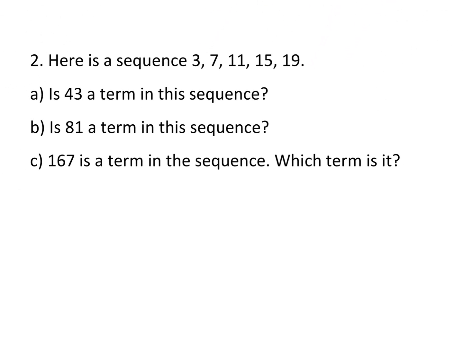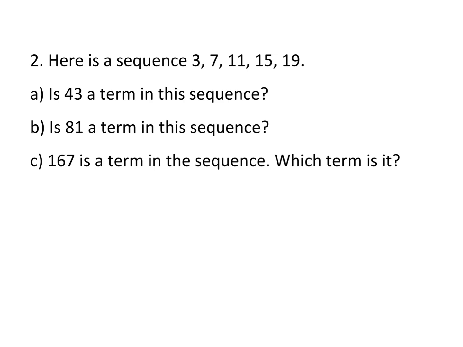Question 2 then. Here's a sequence 3, 7, 11, 15, 19. We're asked, is 43 a term in the sequence? Is 81 a term in the sequence? And is 167 a term in the sequence? Which term is it? If we knew the nth term of this sequence, that would help us speed up answering these. We wouldn't want to continue on the sequence using a term-to-term rule. That's too slow.